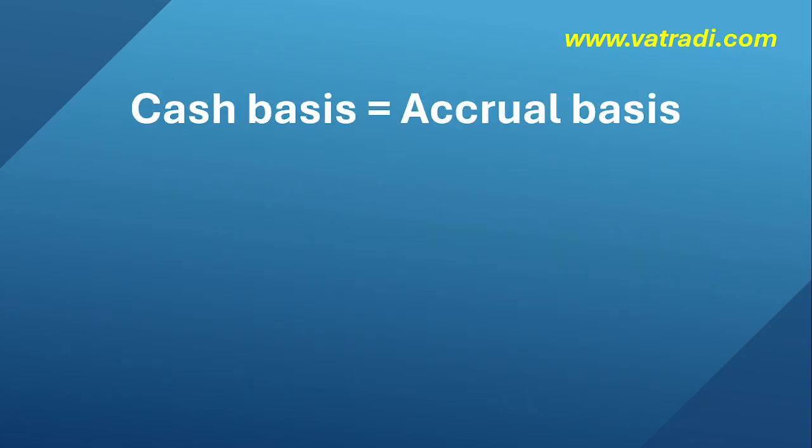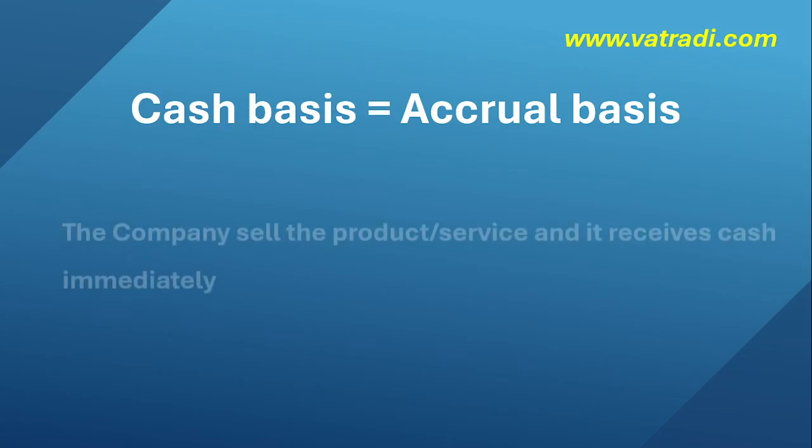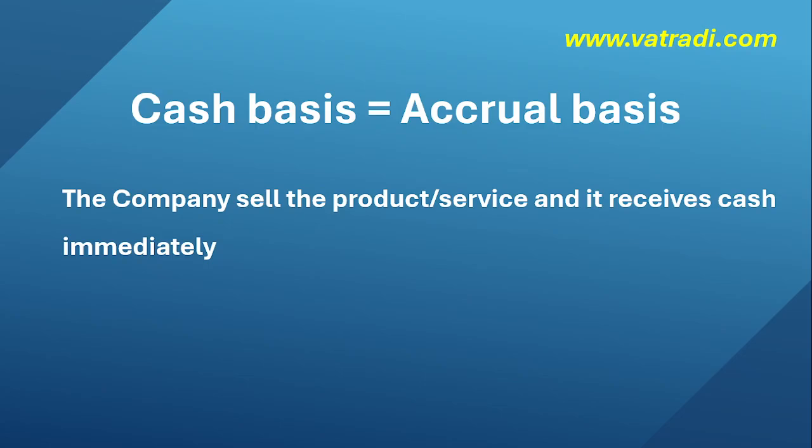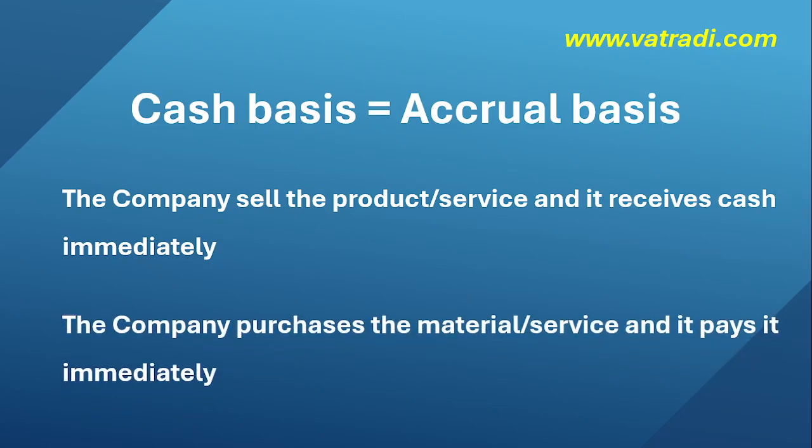So now there are two situations when the cash basis and accrual basis accounting methods are equal. When the company sells the product and receives the cash immediately. When the company purchases the material and pays the supplier straight away. These are the two situations when the cash basis accounting method equals the accrual basis accounting method.